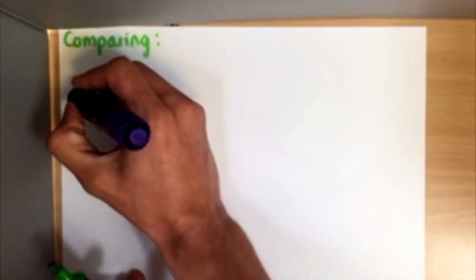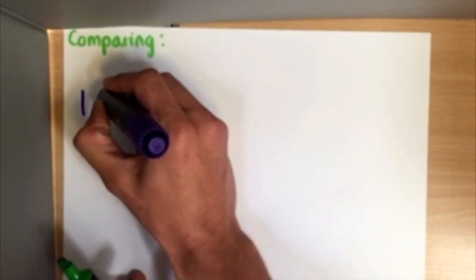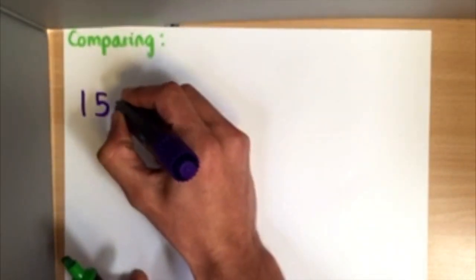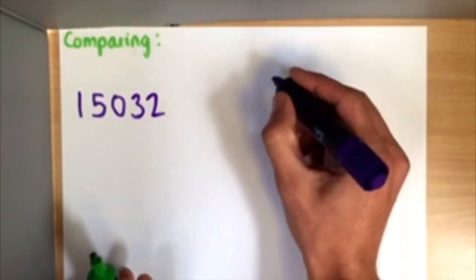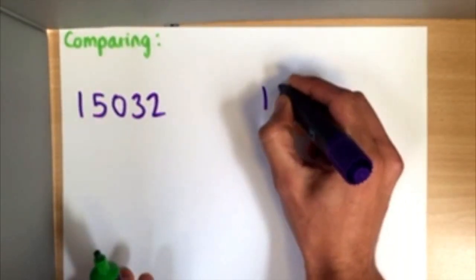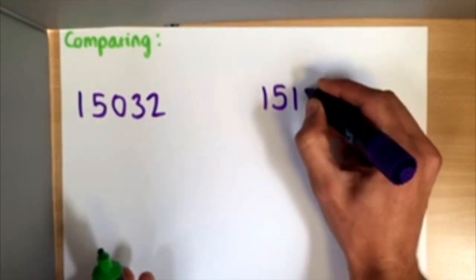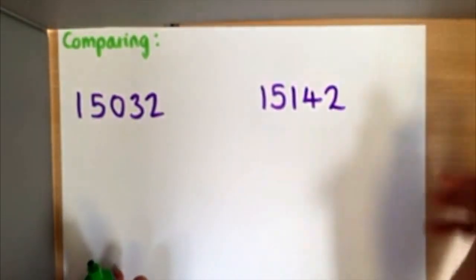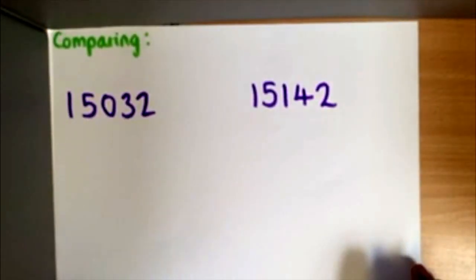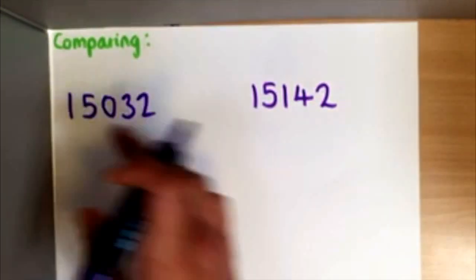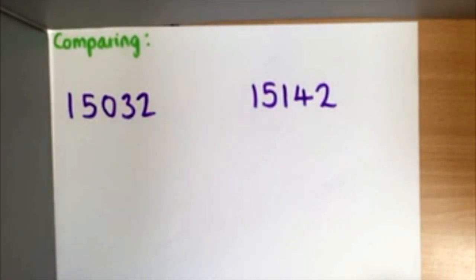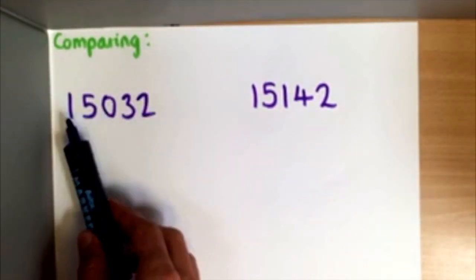Now let's have a look at comparing. So let's go with these two numbers. I'm going to go with 15,032, and I'm also going to go for 15,142. Now, if you remember from my class, we looked at a little trick for this, and that little trick was to always start from the left when comparing these numbers. So we're going to start on the left with this number.